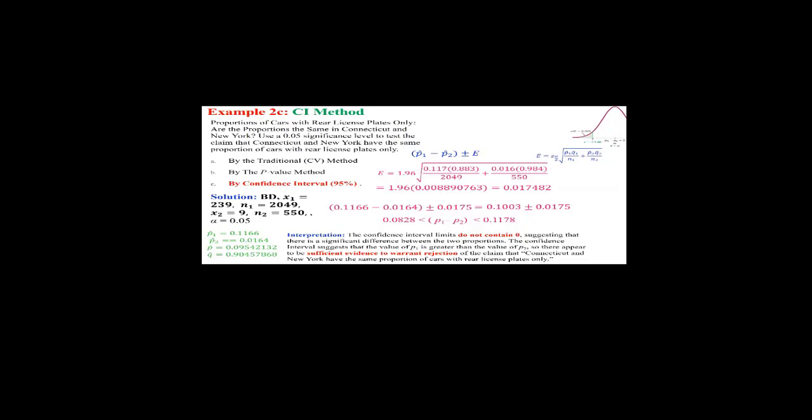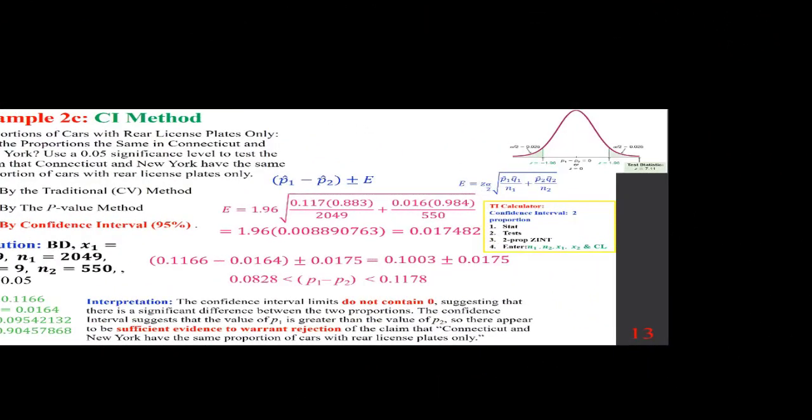So having said that, what if we want to do the confidence interval using a TI? You go to stat, test, 2 proportion Z, and you plug in the info, and it gives you the answer. As you can see, we are right on the money. Let's go to the next example.